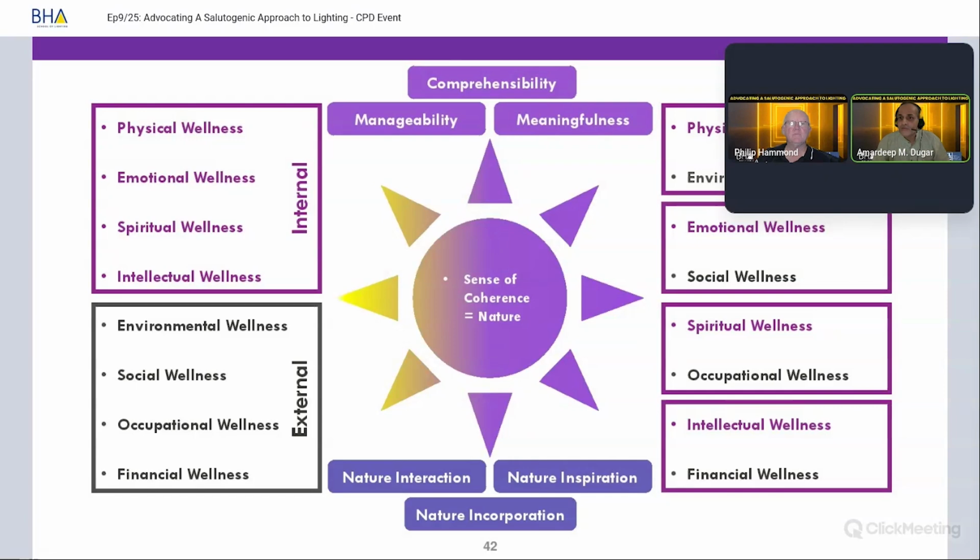And I ended up being a lot more confused. Sense of coherence, nature, all these internal, external dimensions of wellness. On the one hand, you have comprehensibility, manageability, and meaningfulness. On the other hand, you have nature interaction, nature inspiration, and nature incorporation. As a researcher, the idea is to bring order to some chaos. So I went back, playing around with graphics, phrases and words, trying to bring some logic and meaning to this whole discussion.